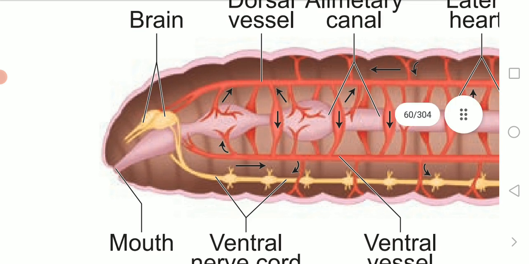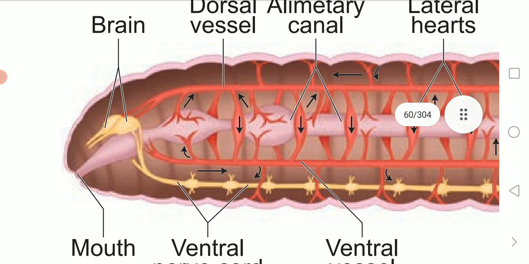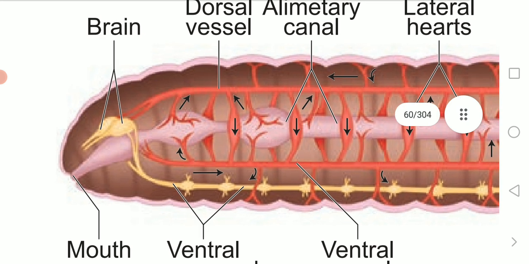The brain and the subpharyngeal ganglion are connected by a pair of circumpharyngeal connectives. Here, the brain as well as the subpharyngeal ganglion connect on both sides, dorsal as well as ventral. They run on each side of the pharynx. Thus, a nerve ring is formed around the anterior region of the alimentary canal.